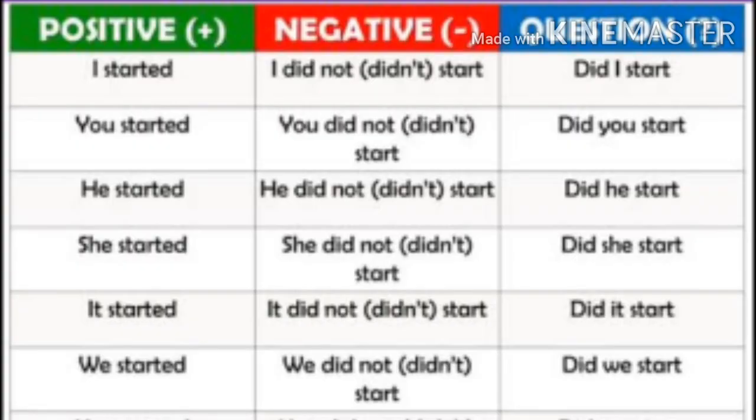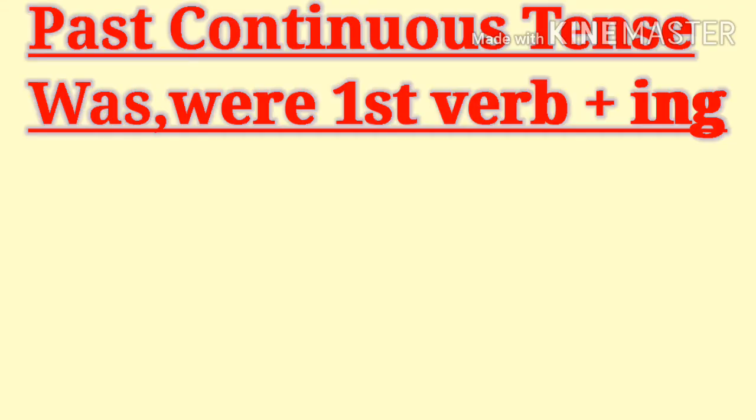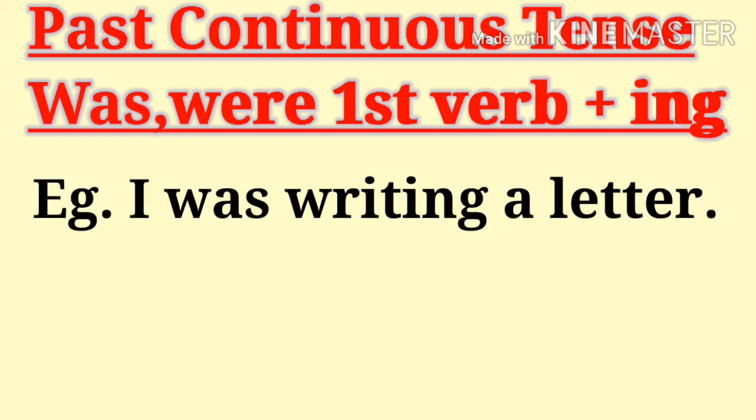Coming to the second, past continuous tense or past progressive tense. It means action going on at some time in the past. Use of was, were, and first verb plus ing. For example, I was writing a letter. Sentence structure is subject, helping verb was, write plus ing and object.